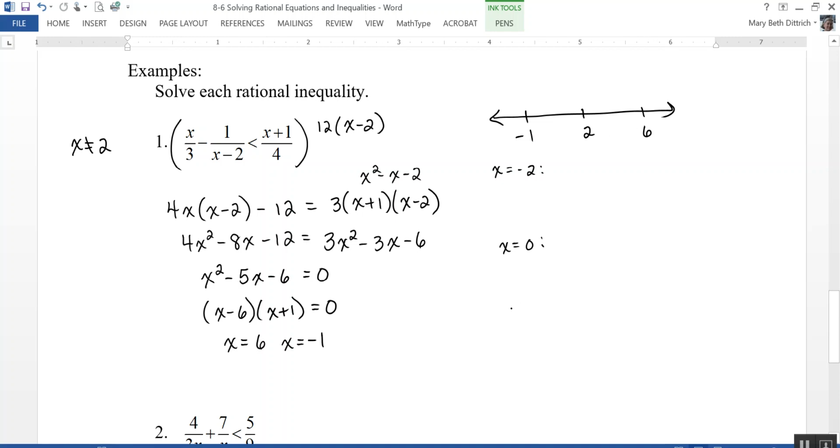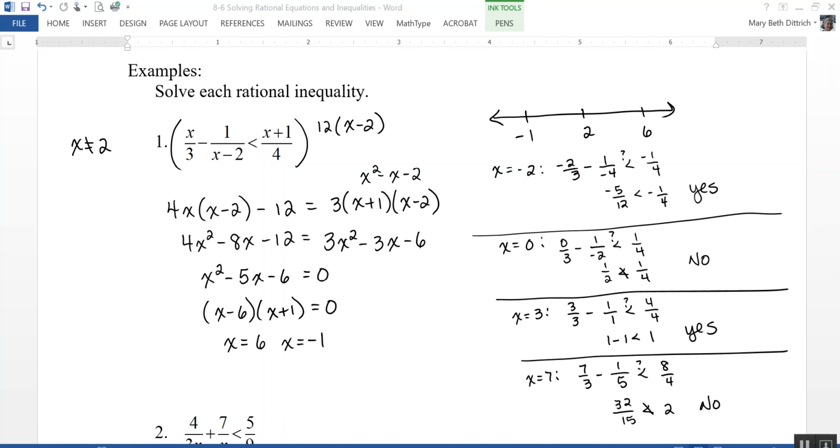In this region here, I'm going to test x equals 3. And in the last region here, I'm going to test x equals 7. And I'm going to go ahead and stop the video, fill this in, instead of taking up extra time while you watch me do the work.